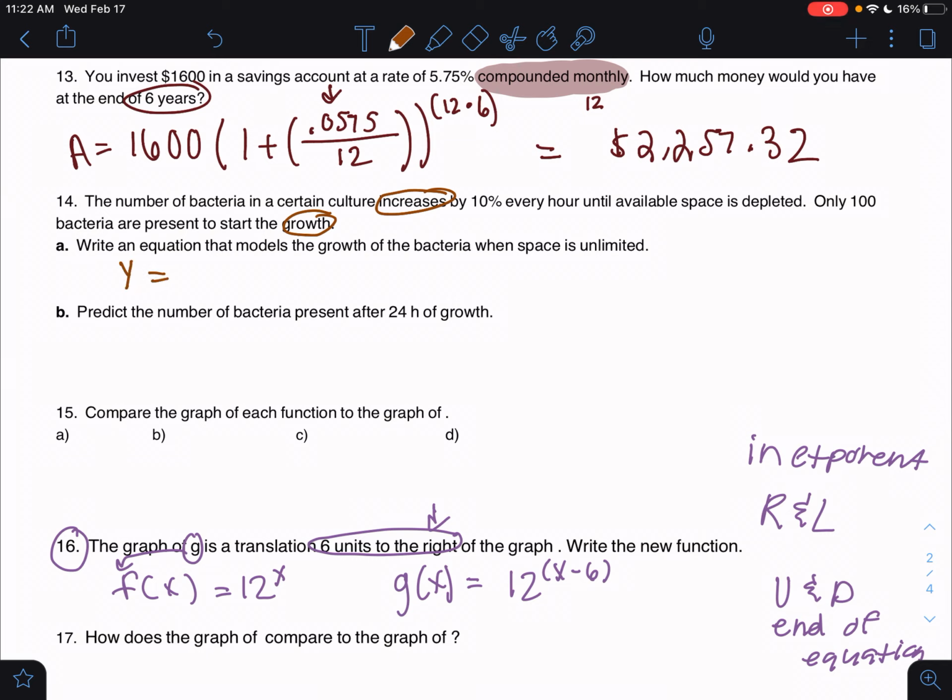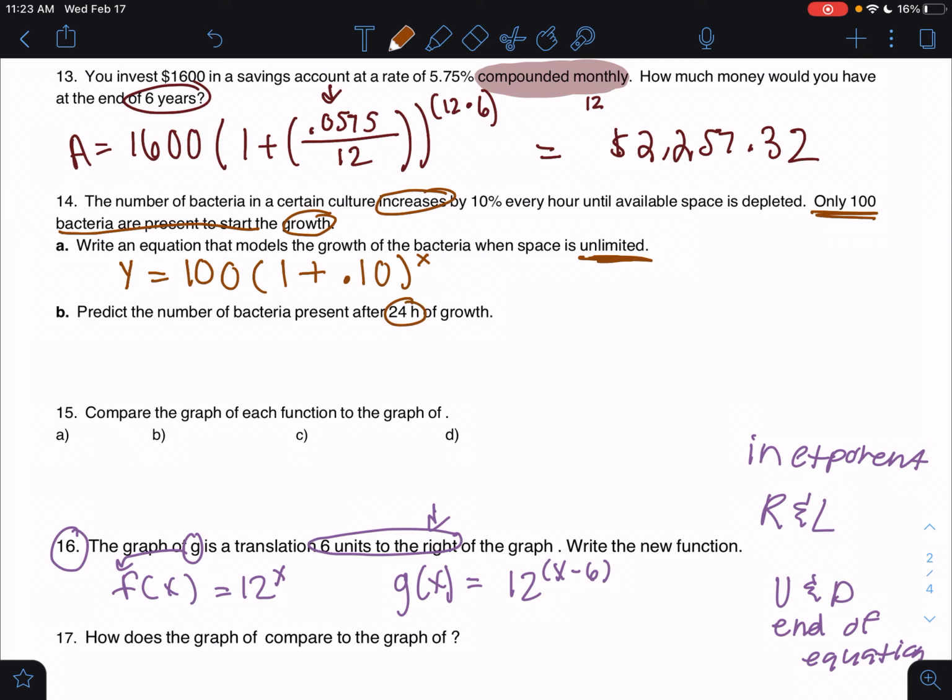So we'll have y equals. Now it says that only 100 are present at the start. So y equals 100. That's our starting point. 1 plus, because it's growth. And then we have our rate, 0.10, which is 10%, to the x. So this is just writing an equation. When the growth of bacteria space is unlimited, that just means we don't have an x. We don't have a time yet.